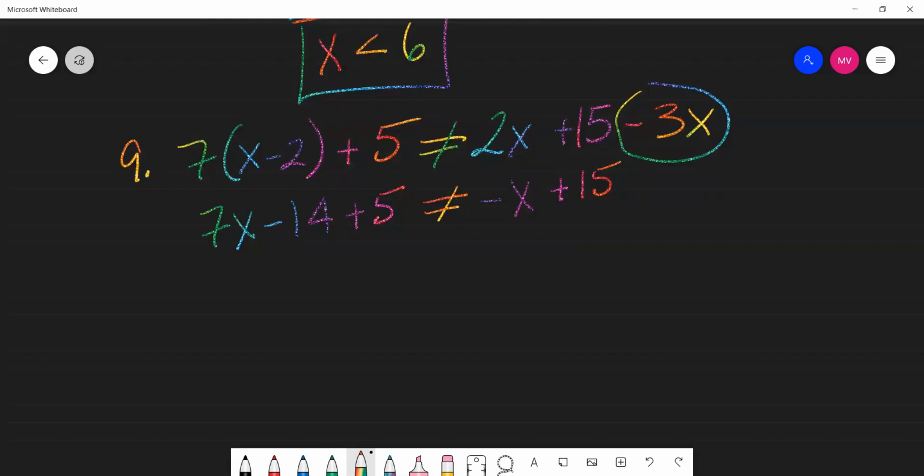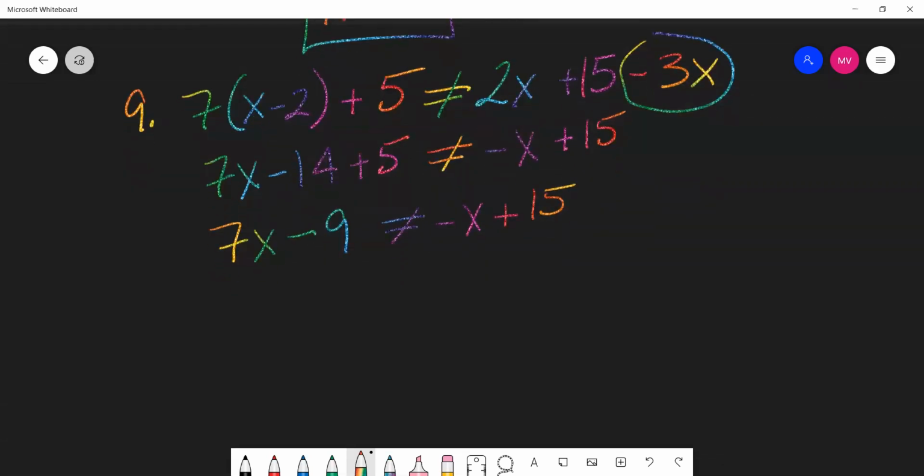So what do we need to combine on the left once you're done writing? Right. So are they like or unlike? So 14 minus 5. That's our difference is 9. Is it negative 9 or positive 9? Negative, because the 14 is the larger number. So 7x minus 9 is not equal to negative x plus 15. All right, so what do you want to do next?